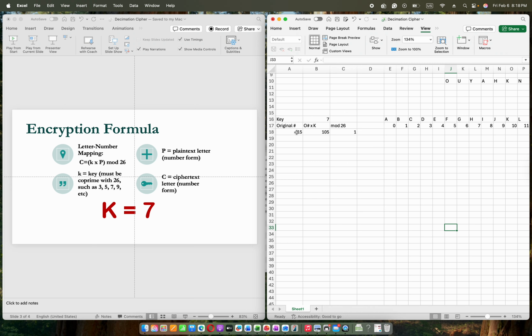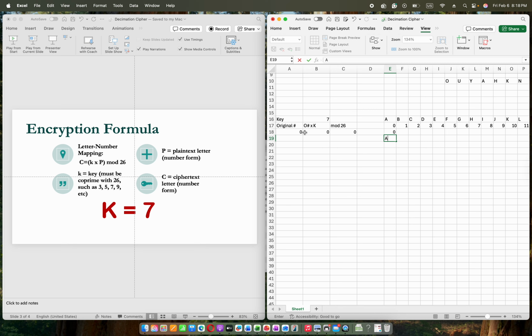I've got this all set up here in Excel. You'll have to apologize, I'm not great with the language. But I chose the number 7 as my key. So we're going to start with A. Got 0 there. Enter it. So that remains 0. So A is still A.